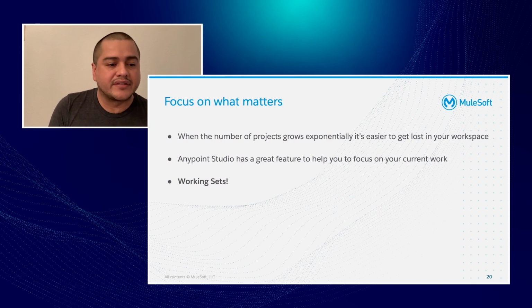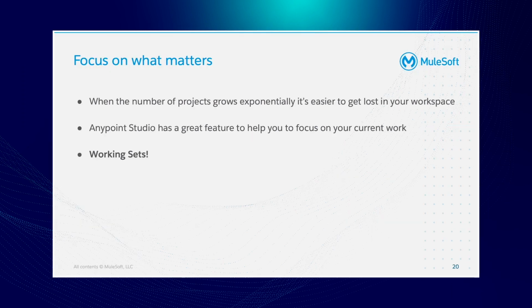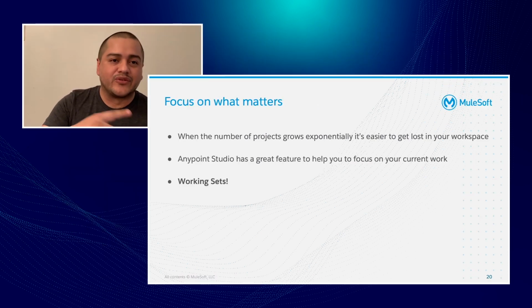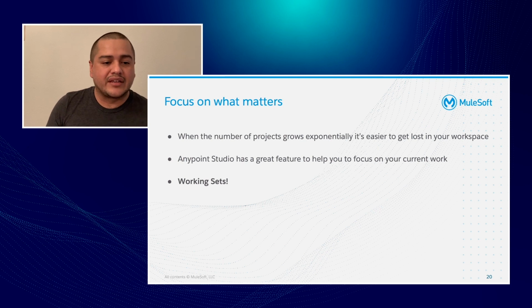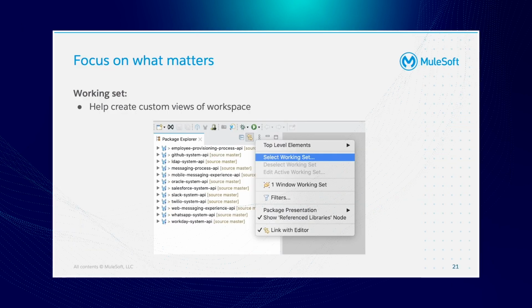One more feature and practice that I really like about Anypoint Studio: when the number of projects grows, you can be lost in your workspace. Because if you go and see the list of your projects, you can see 60, 70 projects, maybe more. And if you are working on only 2 projects, sometimes you get lost when you want to open a file. You need to scroll through that huge list to find a file. So Anypoint Studio has a feature I like, which is the working sets. A working set is a feature that helps you to create custom views of the workspace. So you can filter the projects that you are working on based on different criteria.